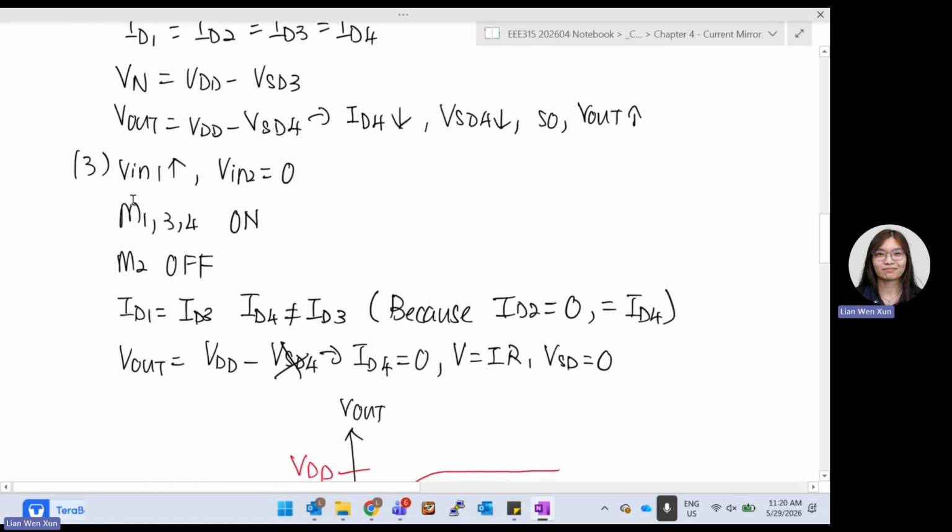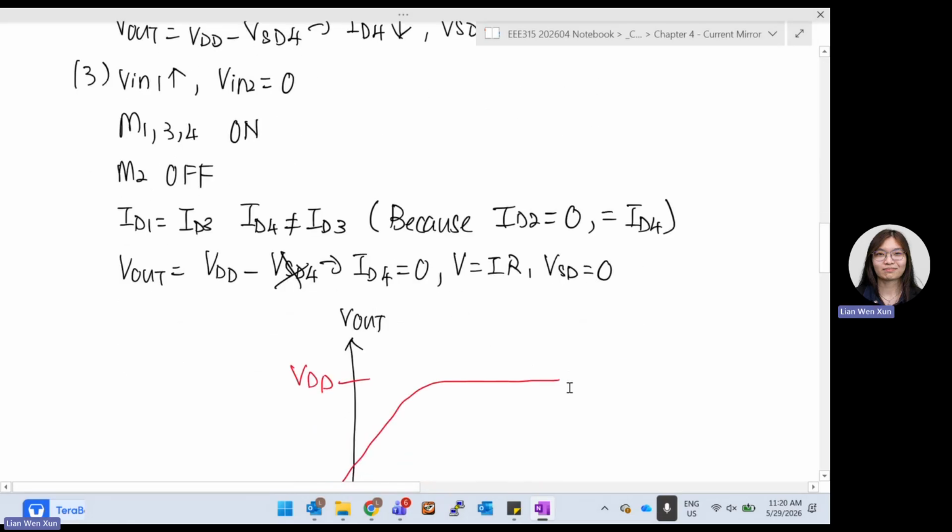Next, if my Vin1 is increasing and Vin2 is turned off: when Vin1 is turned on, for sure M3 is turned on. When M3 is turned on, M4 copies M3, so M4 will also turn on. But M2 turns off. So in this case, ID1 is equal to ID3. But because ID2 is 0, that current is supposed to be 0 at ID4 as well because they are in series. So now ID4 is not equal to ID3. Vout is equal to VDD minus VSD4, but since ID4 is equal to 0, VSD is also equal to 0. That's why your Vout is equal to VDD directly.